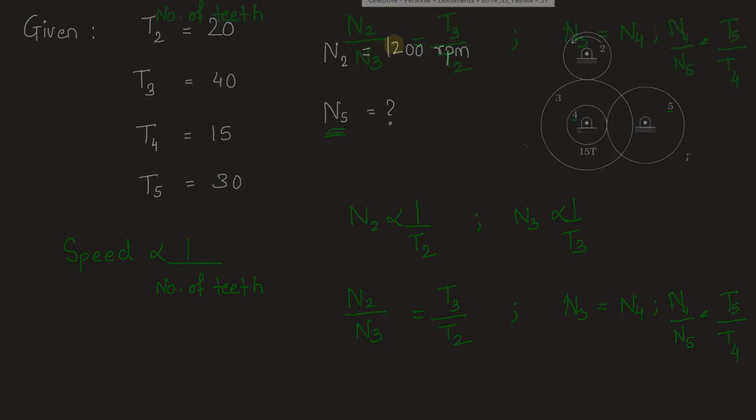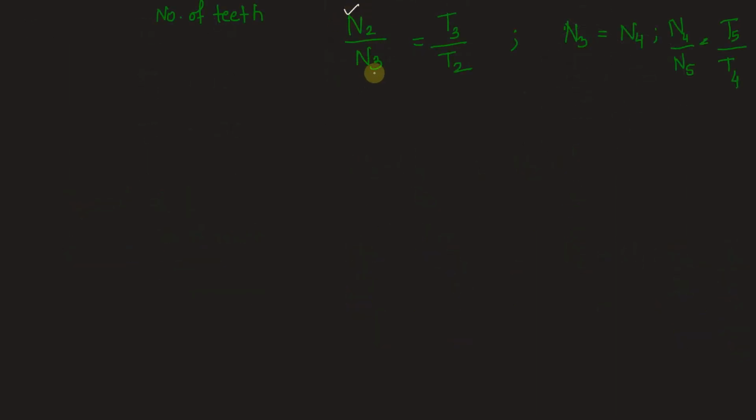Let's see what it is. Now, we know N2. We can find out N3 from here. So, first thing, N3 will be equal to T2 by T3 into N2, which is equal to T2 is 20, T3 is 40, and N2 is given as 1200. So, this becomes 600 RPM.